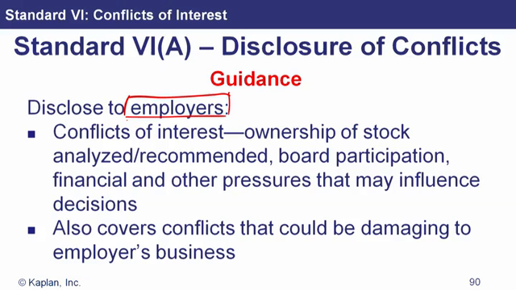So it also covers conflicts that could be damaging to the employer's business. Even if you don't think this has the possibility to taint my decision making for this particular client or for my clients in general, it could damage the employer's business. Again, this is a slightly employer-oriented document. It covers conflicts that could be damaging to your employer's business. You have to disclose that, right? So employers need to know if you're doing something that could be damaging to their reputation or sustainability.